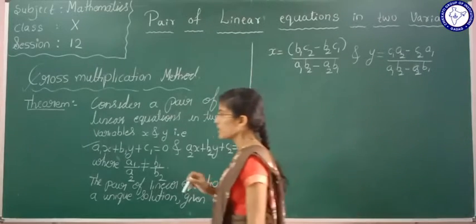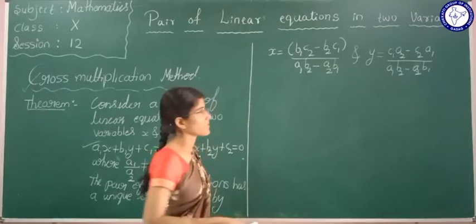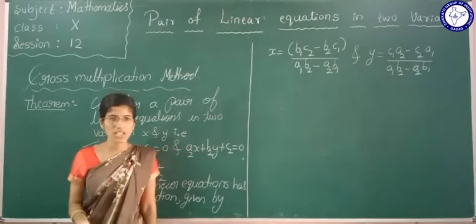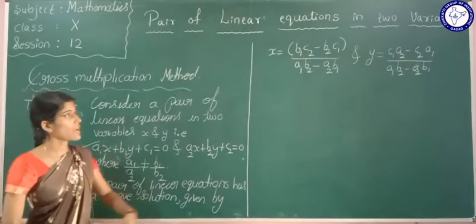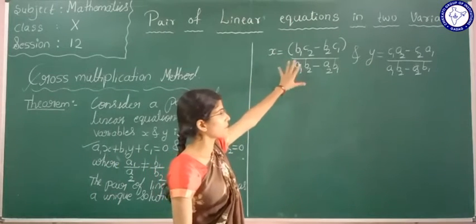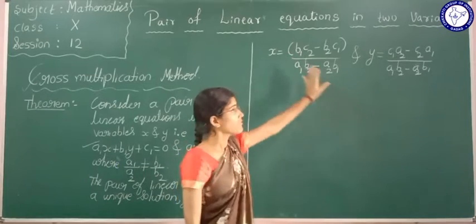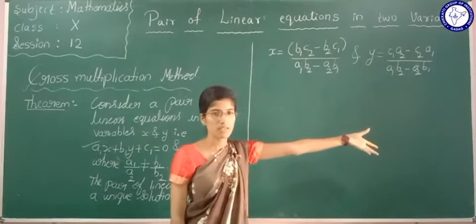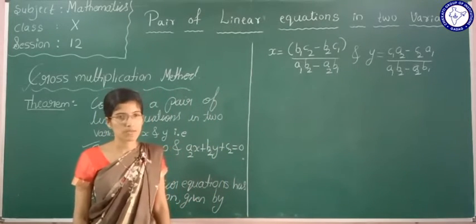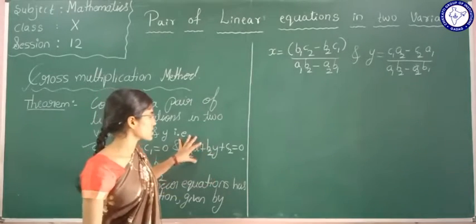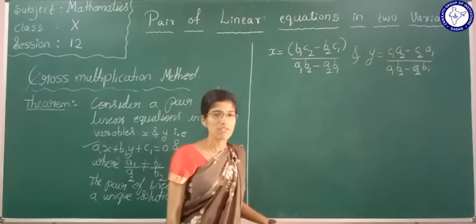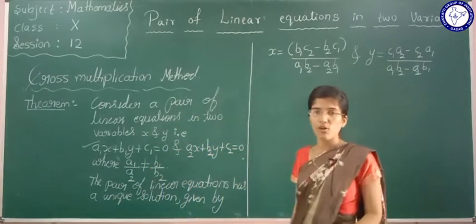Now see how this came actually. In the cross multiplication method, we are just going to remember this and substitute the values. We are going to get the values of x and y. The pair of linear equations is solved by this rule. By using this rule, we can easily find the solutions of the pair of linear equations.